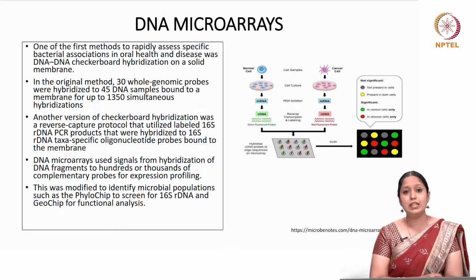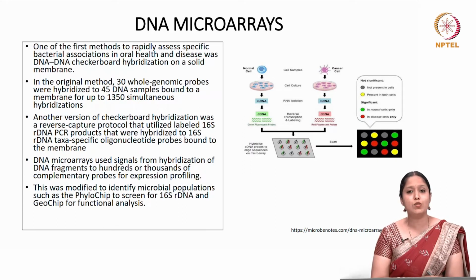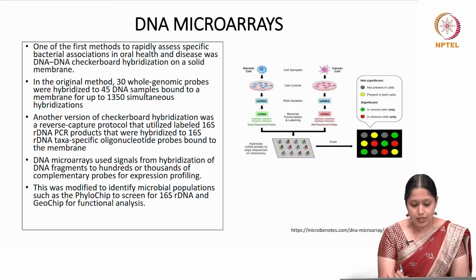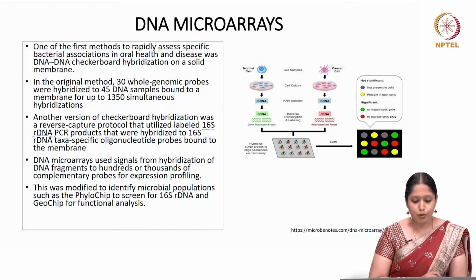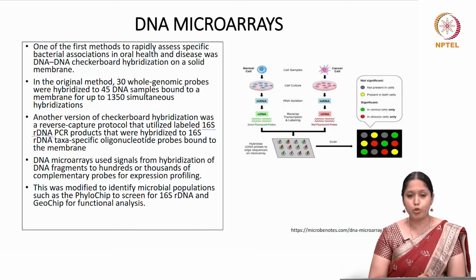One of the first methods to rapidly assess specific bacterial association in oral health and disease was DNA-DNA checkerboard hybridization on a solid membrane. In the original method, 30 whole genomic probes were hybridized to 45 DNA samples bound to a membrane, for up to 1350 simultaneous hybridizations. In another version of checkerboard hybridization, a reverse capture protocol was utilized, in which labeled 16S rDNA PCR products were hybridized to 16S rDNA taxa-specific oligonucleotide probes bound to a membrane.